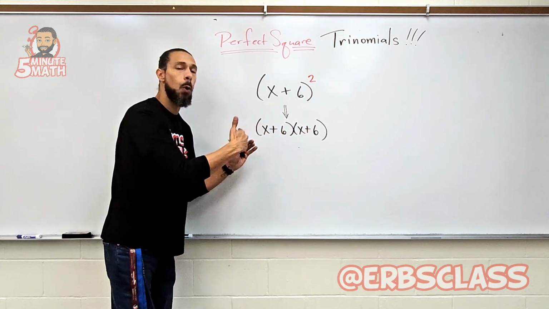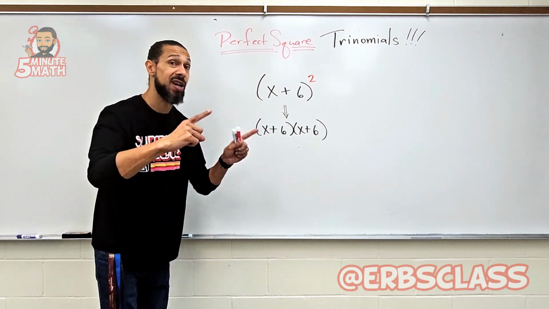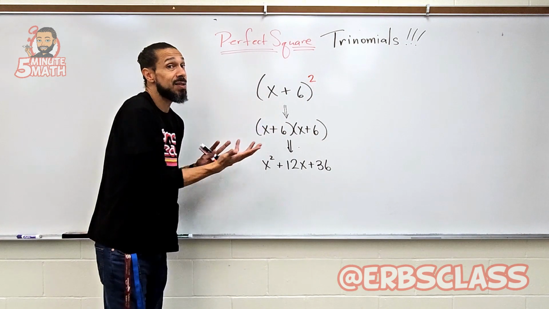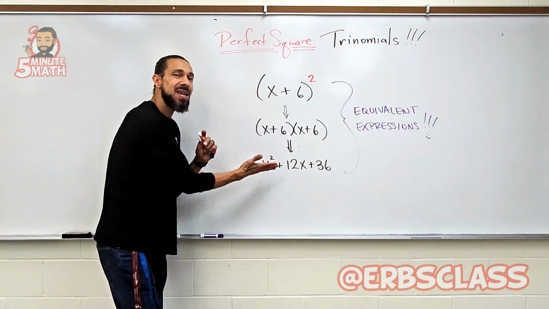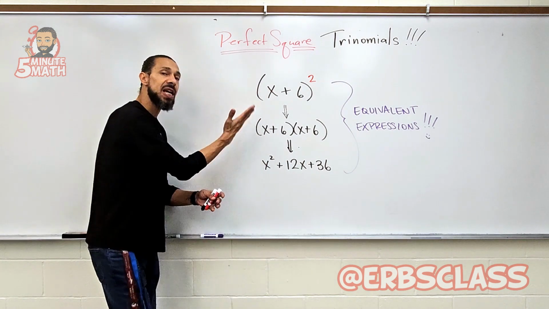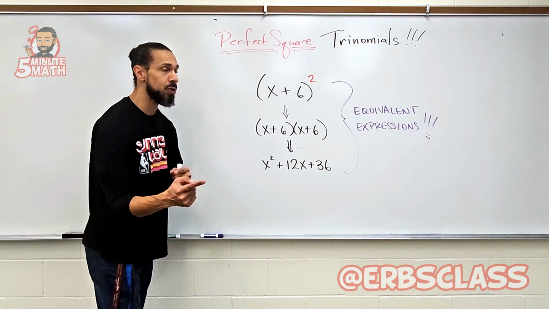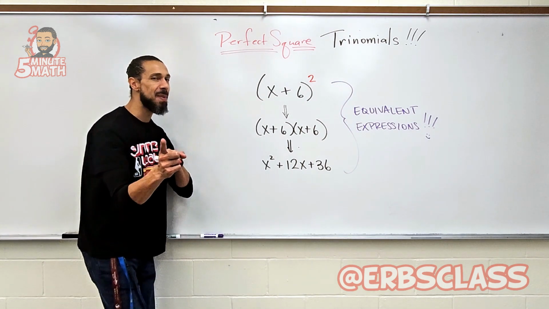Double distribute, FOIL, whatever have you. I got videos on all of those, but this could also be written as this. And remember, these are all considered equivalent expressions. These all mean exactly the same thing, even if they look different. Remember the process we use to move between these expressions? Let me refresh your memory.